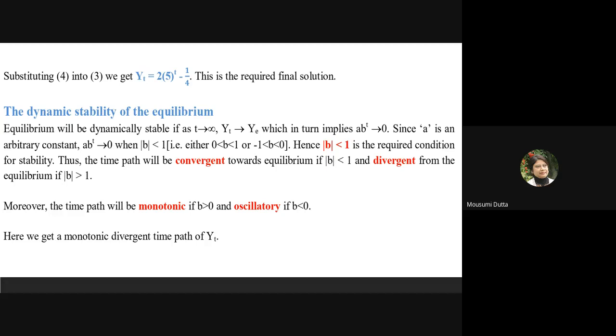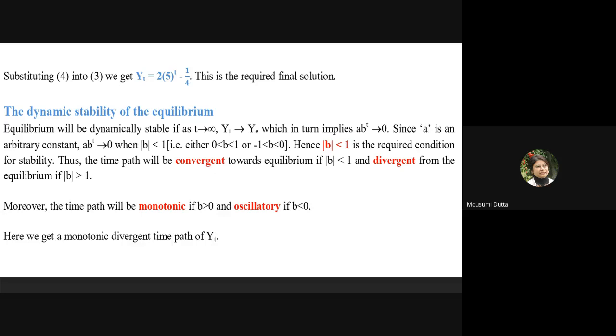If the time path is convergent, in that case, the equilibrium is dynamically stable. Because if you start from off equilibrium, over time, you will come towards equilibrium. Asymptotically, the value will merge with the equilibrium. So, if the time path is convergent, the equilibrium is considered as dynamic stable equilibrium. Starting from off equilibrium position, someday a time will come when we will move towards equilibrium.